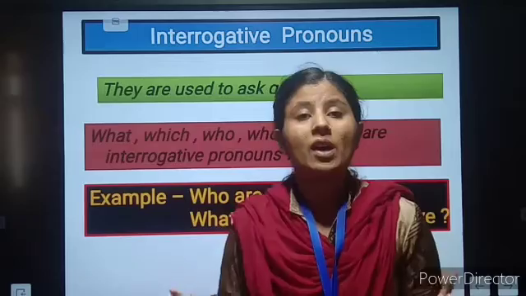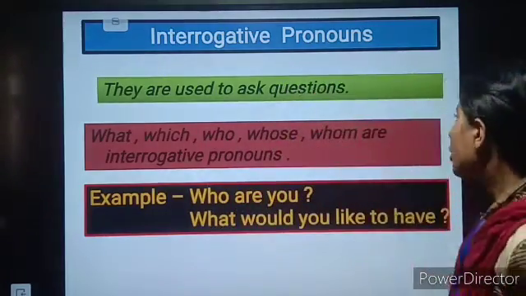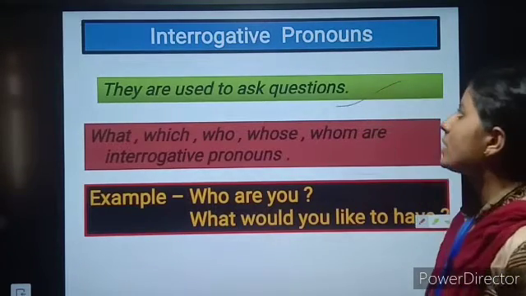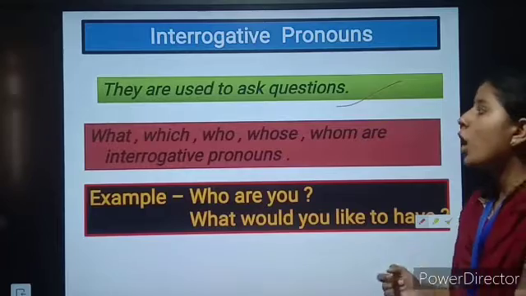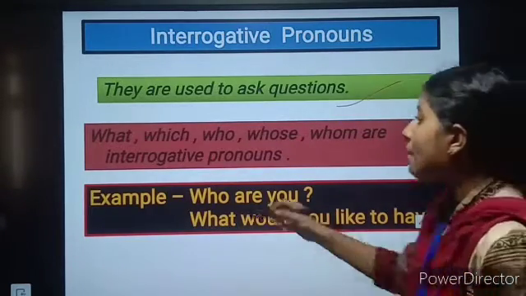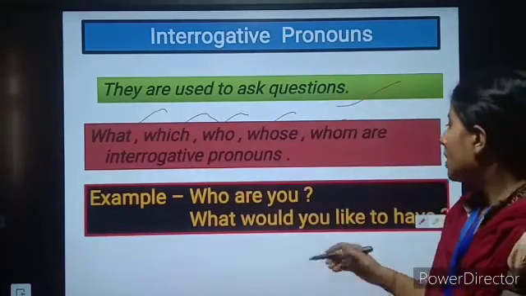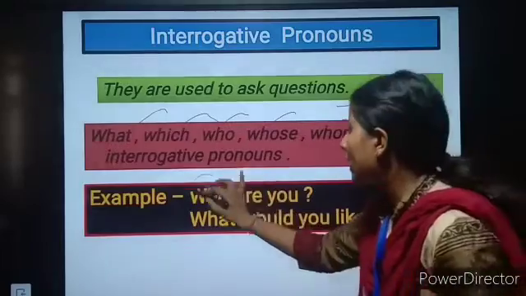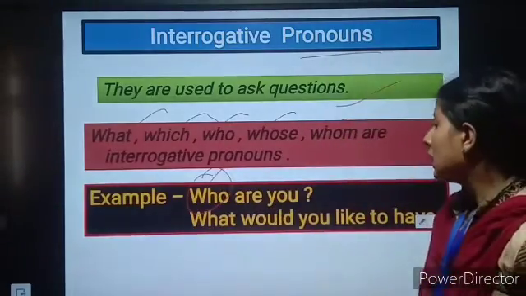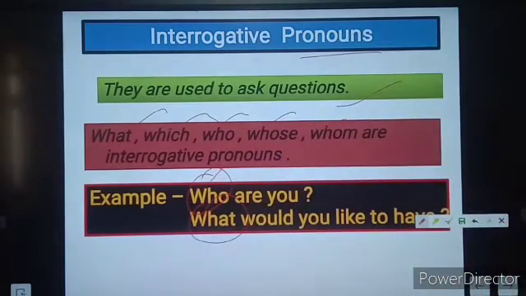I think you all are aware of what the interrogative pronouns are. They are used to ask questions, isn't it students? So whenever you need to ask a question, you will use interrogative pronoun. What, which, who, whose, whom are the examples of interrogative pronouns. So "Who are you?" This is the question, and the word who is the interrogative pronoun. Similarly here, what is the interrogative pronoun?